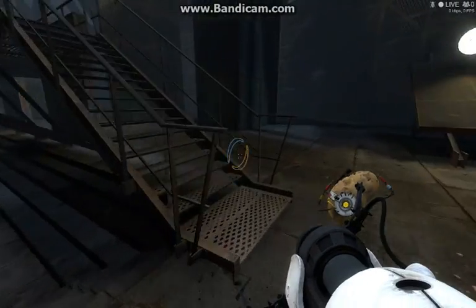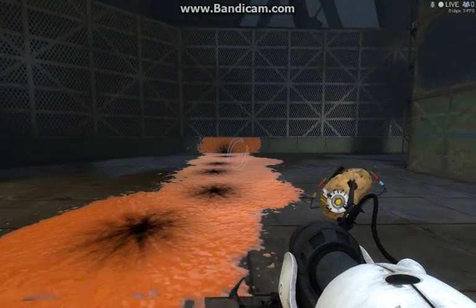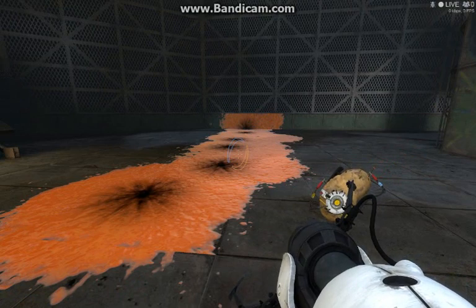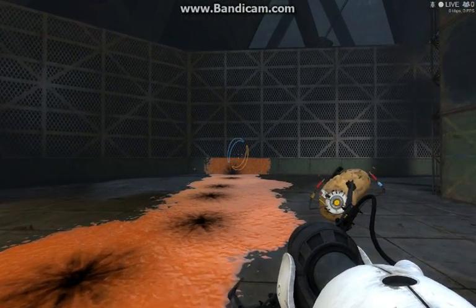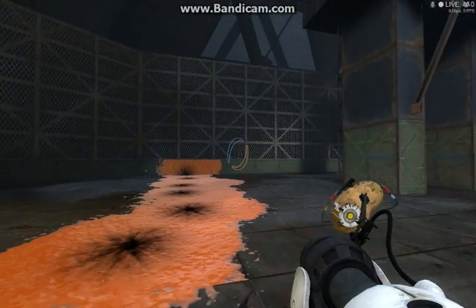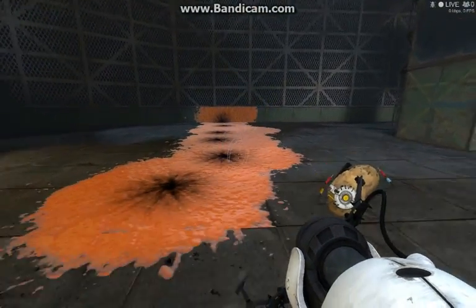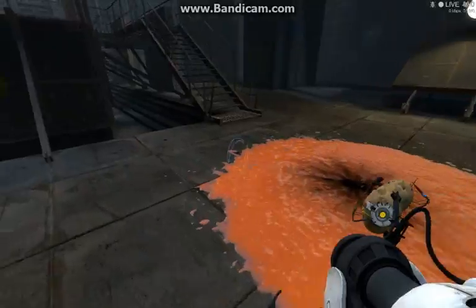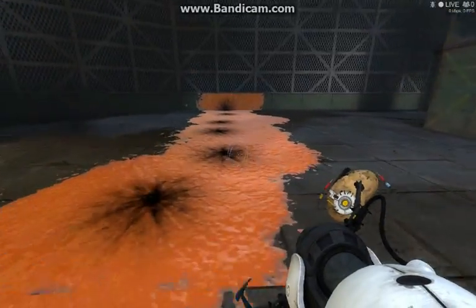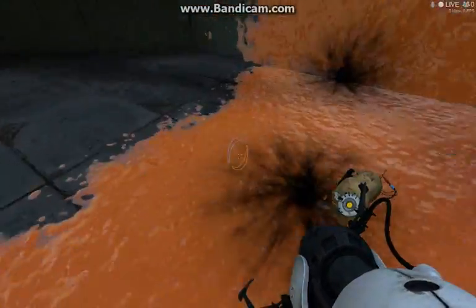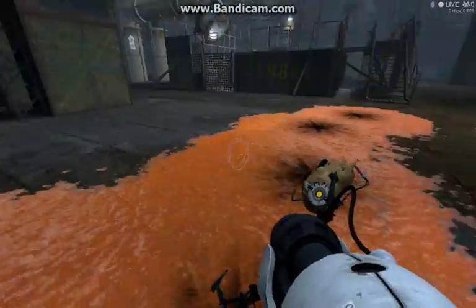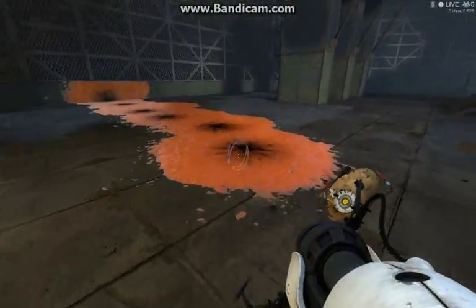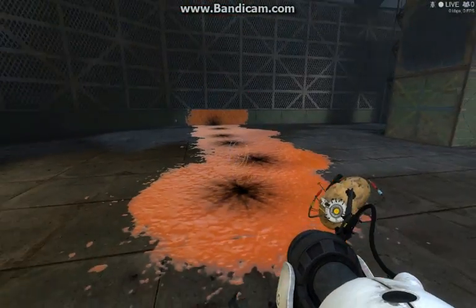Okay, so this is the first example of Newton's first law, which is an object in motion stays in motion and an object at rest stays at rest unless acted upon by an unbalanced force. So, what we're going to start with is an example of the speed gel in Portal 2 here. This is the speed gel. It increases your acceleration and speed.